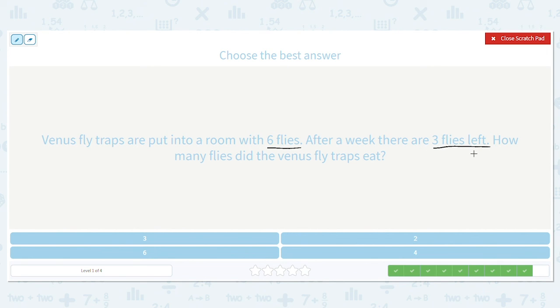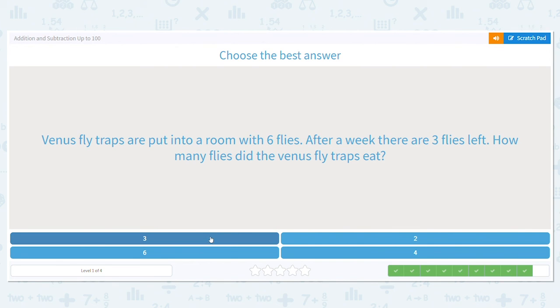When I see the word left, that's a hint that we're probably going to subtract. How many flies did the Venus flytrap eat? Oh my goodness, we're eating a lot today in these subtraction problems. So what did we start with? 6. We're taking away because they got eaten. How many were eaten? 3, which means how many are left, which is also the same as how many were eaten. 3. 6 minus 3 is 3.